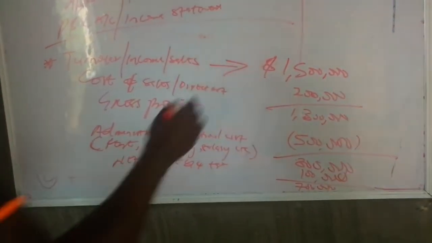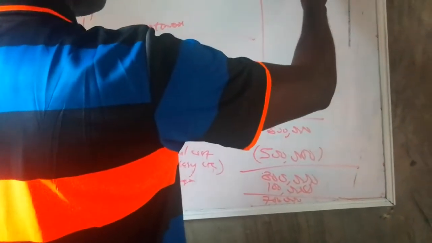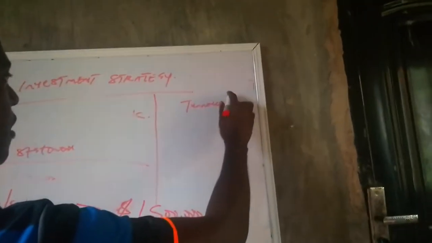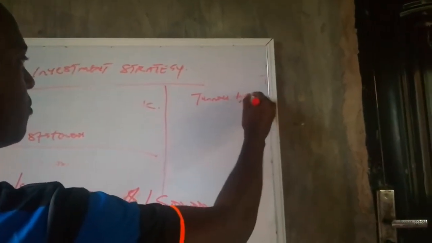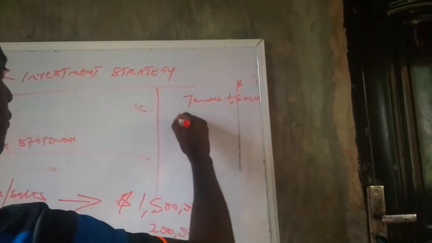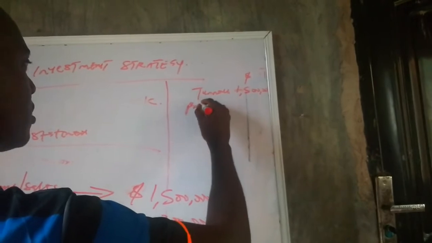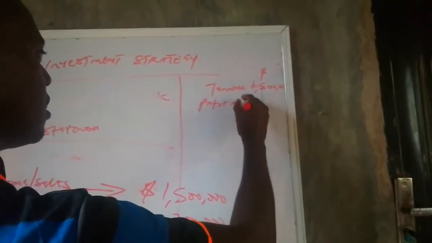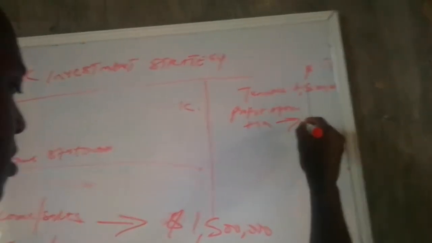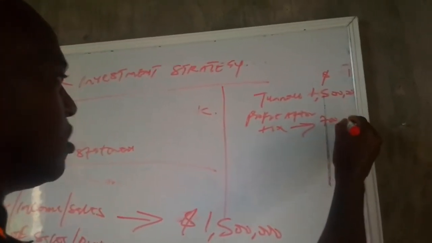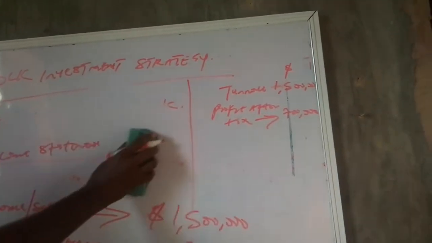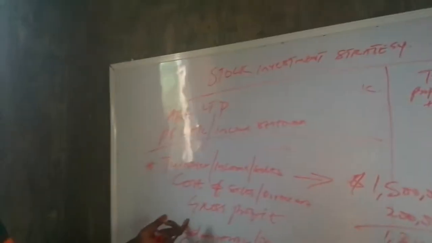So the most important indices we are taking up here are turnover, which is $1.5 million, and then we have our profit after tax as $700,000. So these are the key indices we are working with. So this is how the typical income statement looks like.